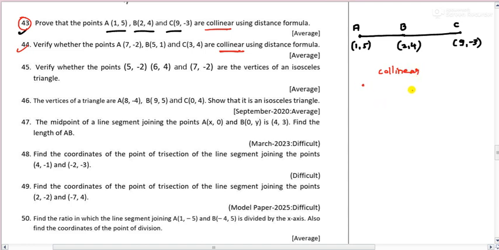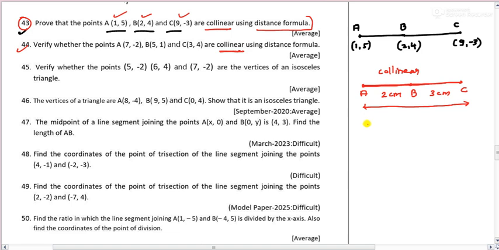Collinear means if points are in a straight line, like the points are there, if we join them and they form a straight line, we will call it collinear. Got it? Now here they're asking to prove that the points A, B and C are collinear. So how are you going to do this? Using distance formula. If this is A, this is B, this is C, and this is a straight line, imagine AB is 2 centimeter, BC is 3 centimeter. So what should be AC? Can you tell me?